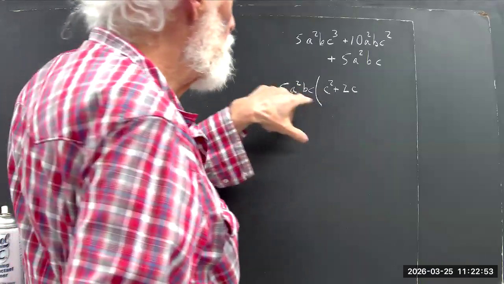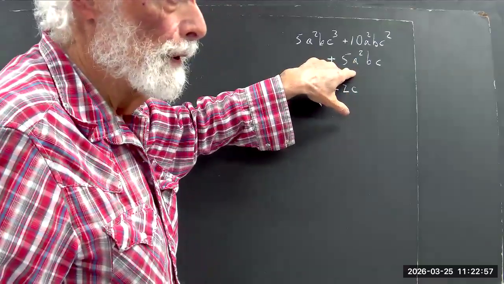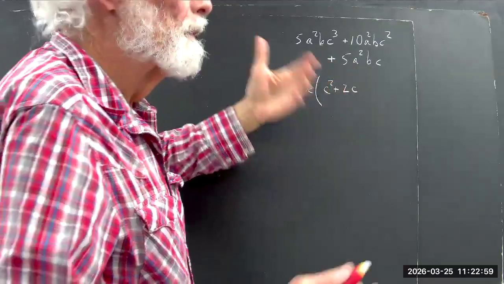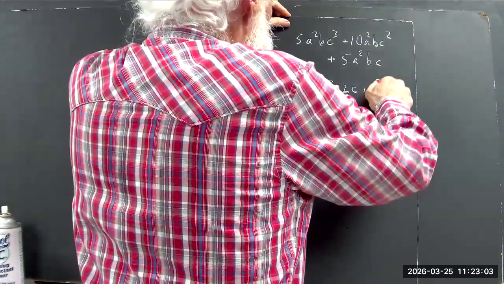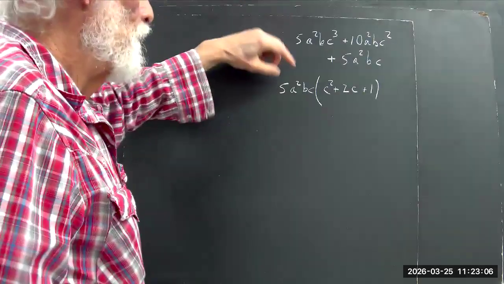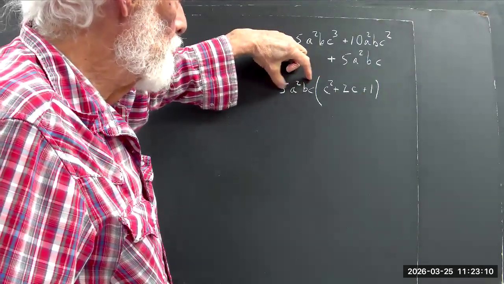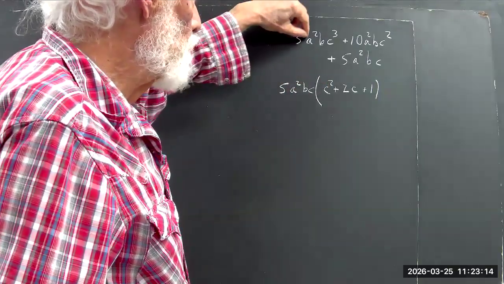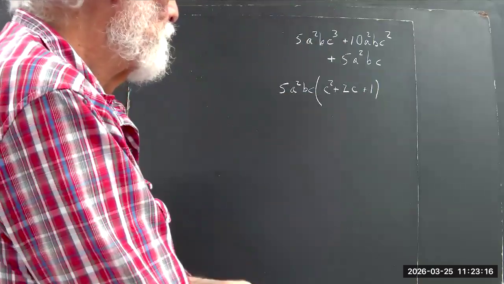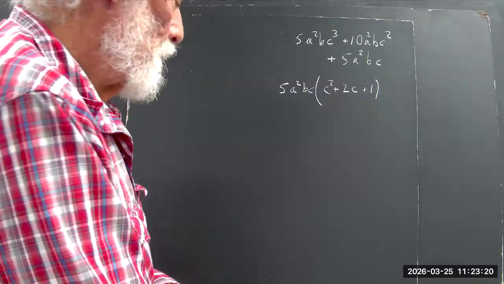So what would we multiply by 5a squared bc in order to get 5a squared bc? Well, the answer, when I pose it like that, everybody says, yeah, well, that's 1, okay? So if we multiply the 5a squared bc by c squared, we're going to get our 5a squared bc cubed. And I'm going to back up.